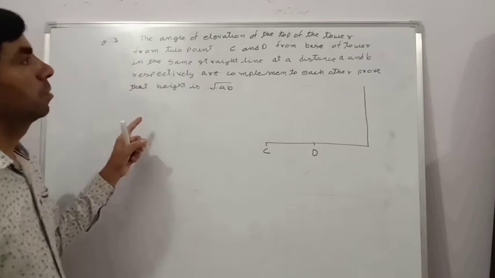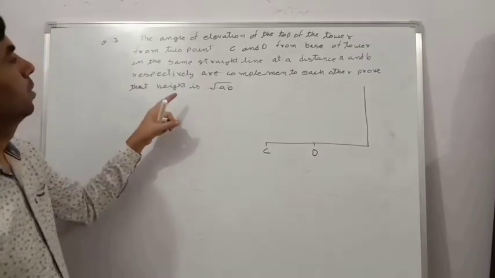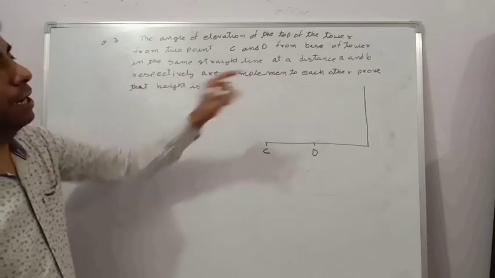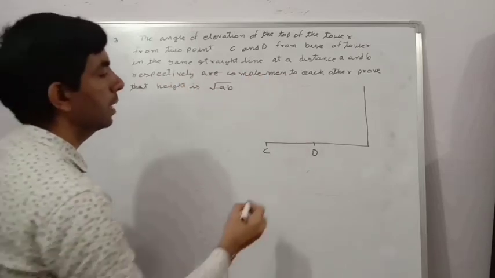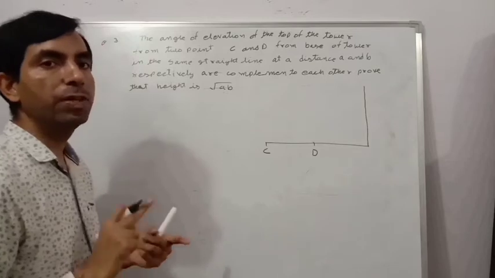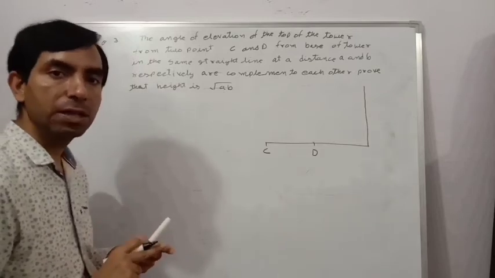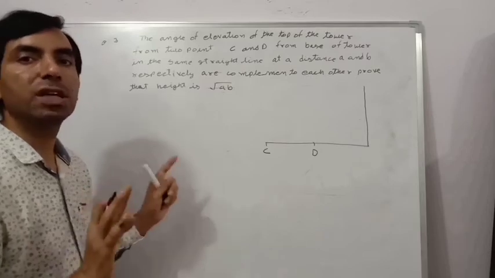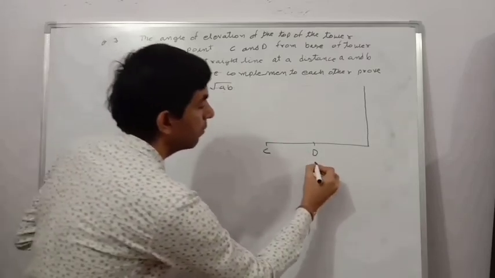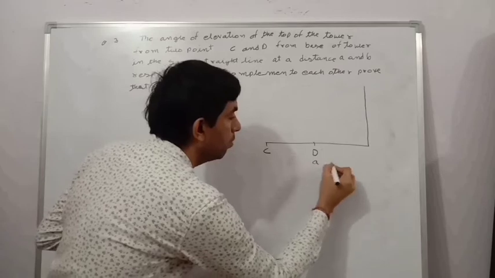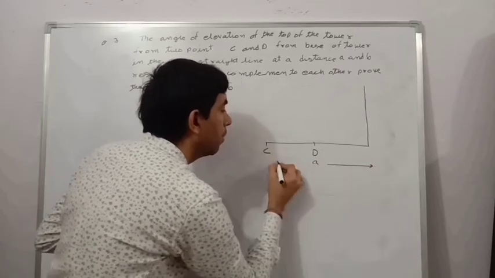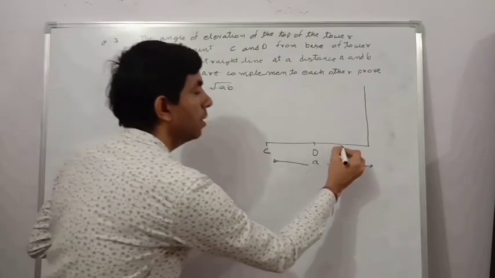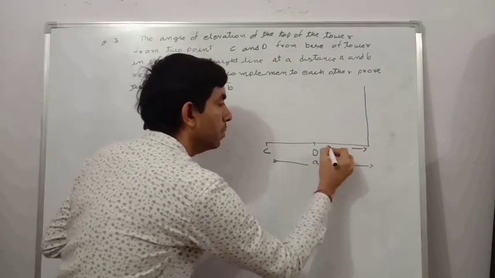Their distances from the tower are a and b. It is our choice which value we take as a and which as b, because both answers are the same. So I take a as the distance of C from the tower, and b as the distance of point D from the tower.